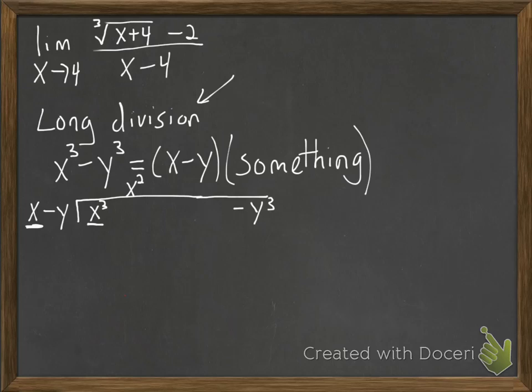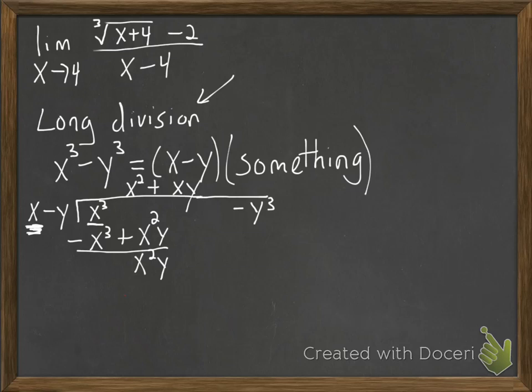Then we multiply. X squared times x is x cubed. X squared times minus y would be minus x squared y. Remember, we're dividing, so we have to subtract, so it's going to change our signs. Then we would bring down, but there's nothing to bring down, so we do the division again. X goes into x squared y how many times? The answer would be xy.